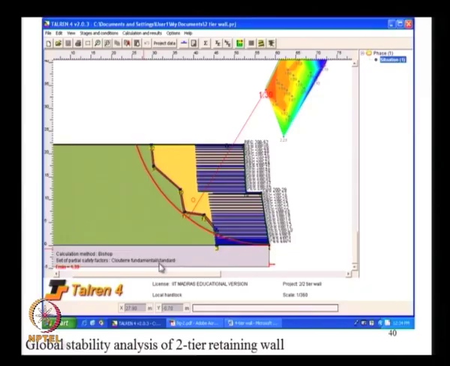And here we see that the factor of safety, this is actually the critical surface for the 2-tier wall, going behind the reinforced fill, and the factor of safety is about 1.39, the minimum factor of safety, and if you take a circle passing through this, it is much higher.